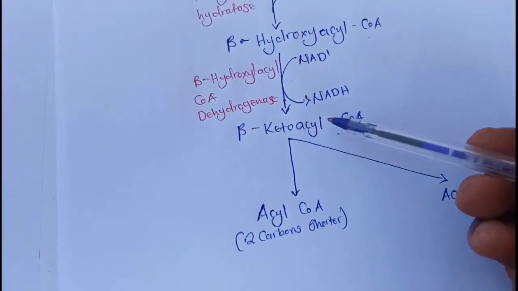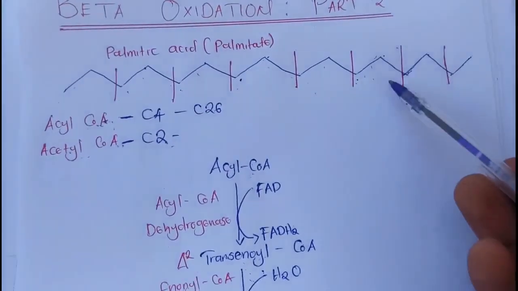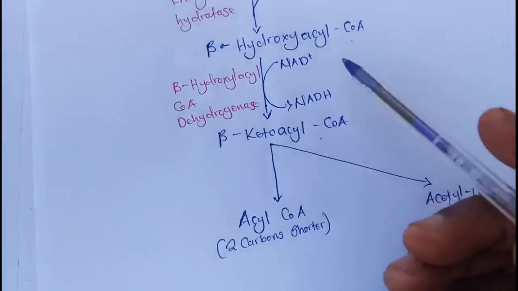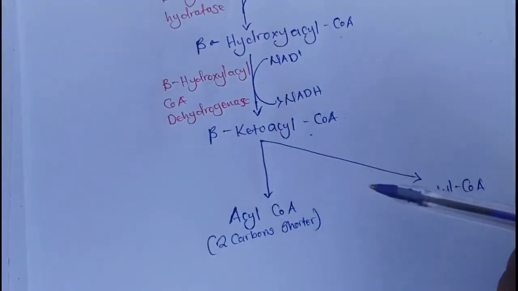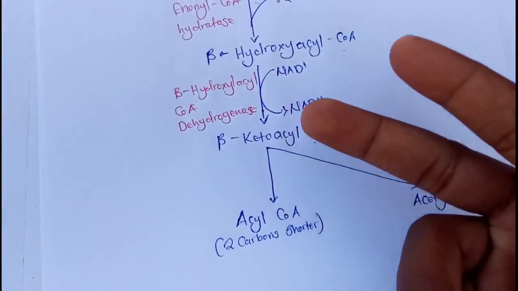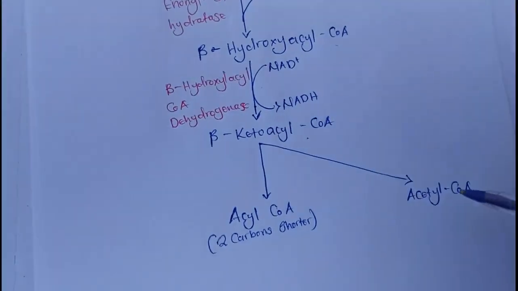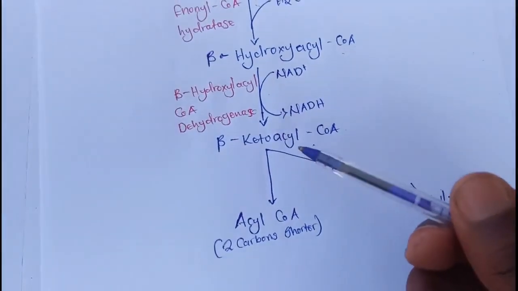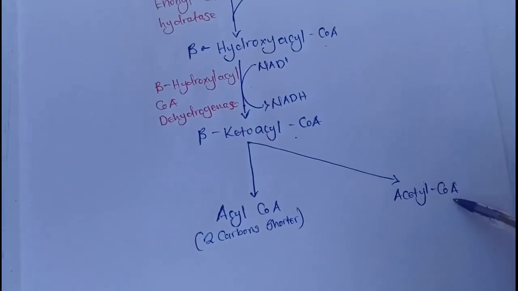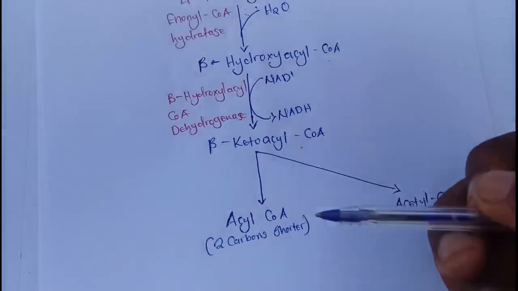In the last step of beta oxidation, remember that we talked about cleaving, right? So beta ketoacyl CoA will be cleaved. What will cleave off from beta ketoacyl CoA is simply a 2-carbon molecule known as acetyl CoA. And since this 2-carbon molecule is being cleaved off as acetyl CoA, remember acetyl CoA again, to go into the what?